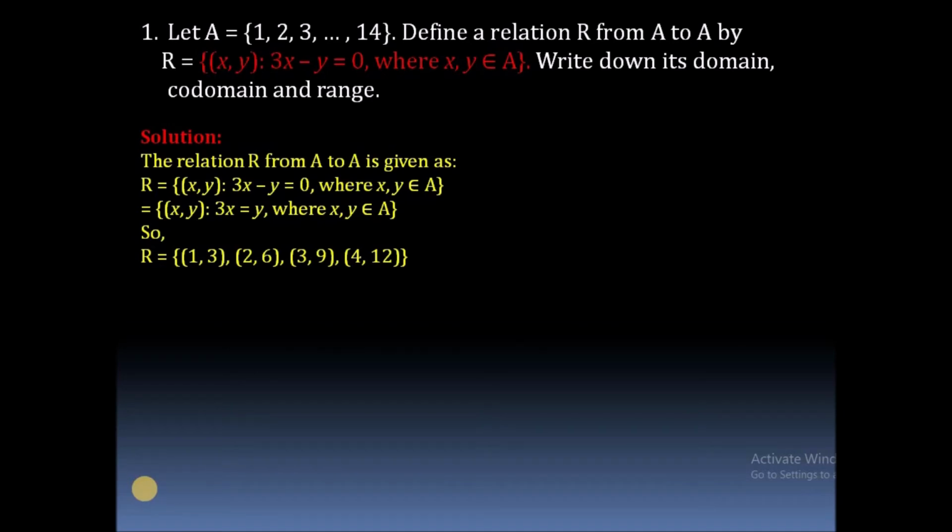Then I am taking x as 3. We get 3 into 3 which is 9. So y equals 9. So I will write 3, 9. Next element I am taking 4. So 3 into 4 is equal to 12. So the value of y would be 12.